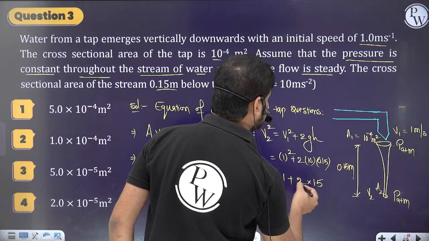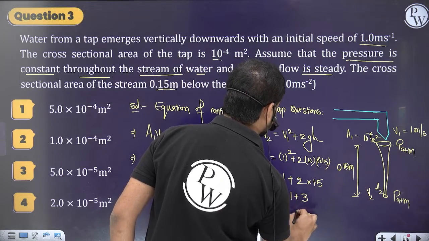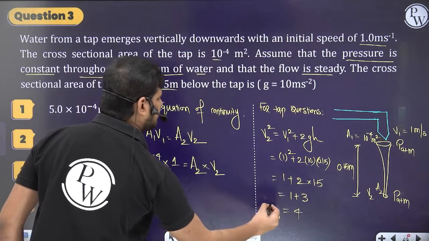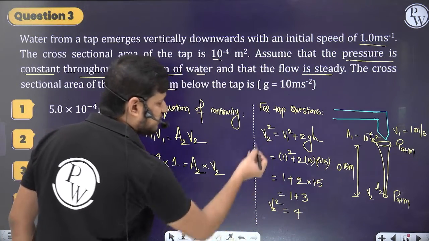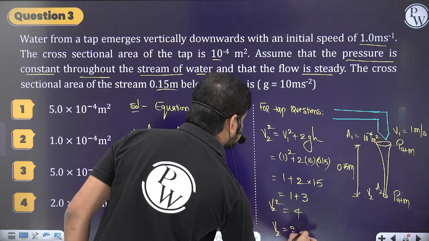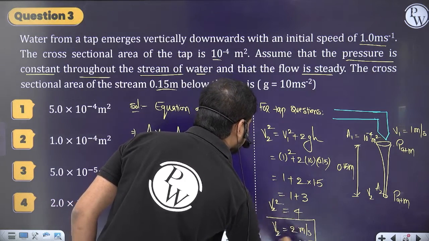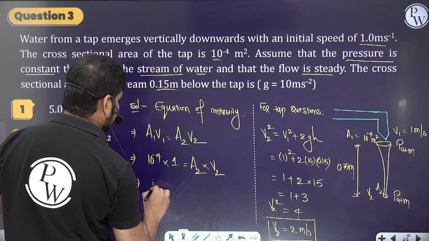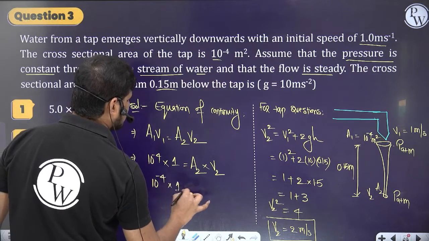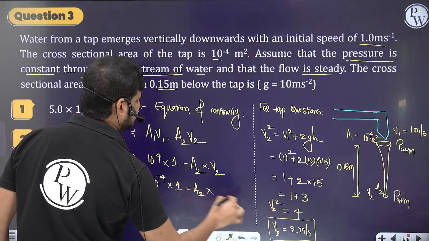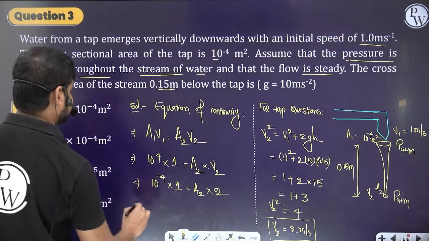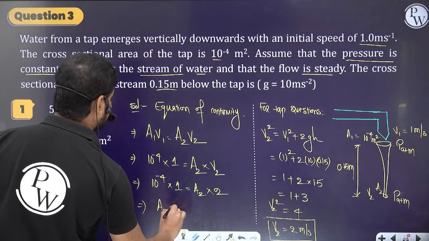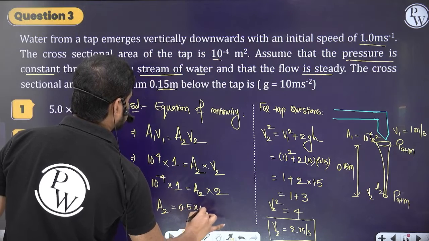So 2 into 1.5 comes out to be 3. 3 plus 1, total 4. So I got V2 square is 4. So from here V2 is equal to 2 meter per second. I got the velocity V2. So simply substitute it here so that you get the cross-sectional area. So we get 10 to the power minus 4 into 1 is equal to A2 into V2, which is 2. So then this is 1 by 2 if it comes to this side. So 0.5 into 10 to the power minus 4. So check the options.